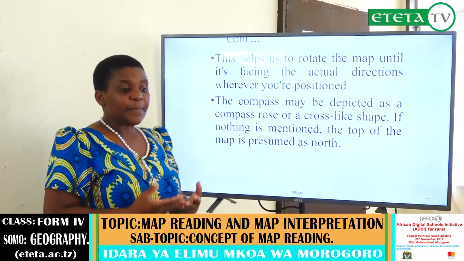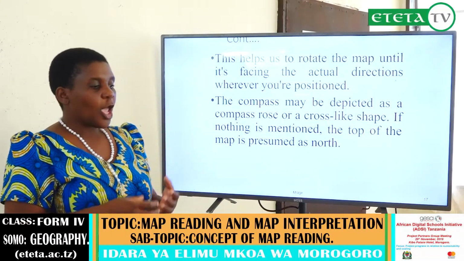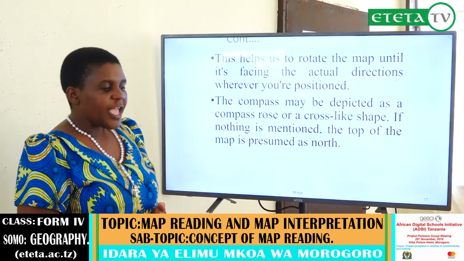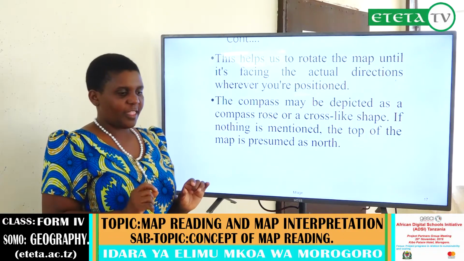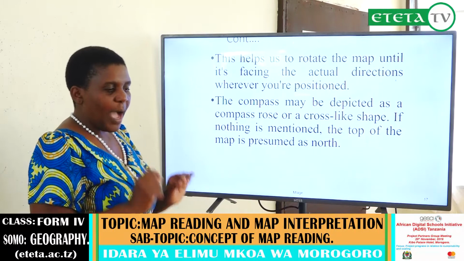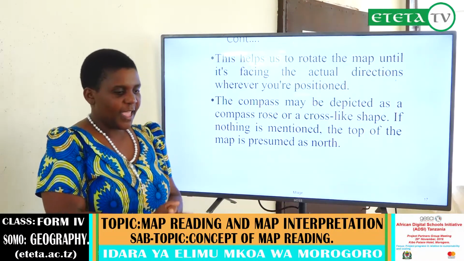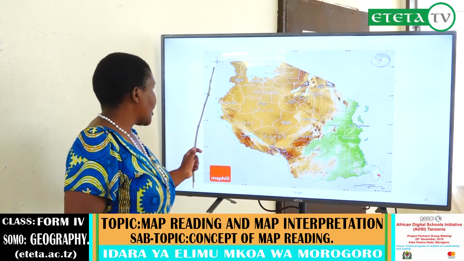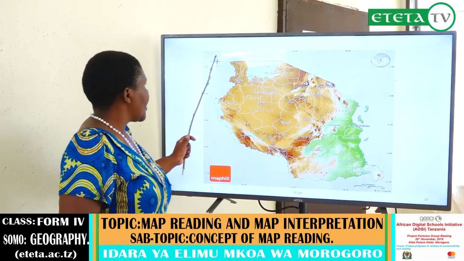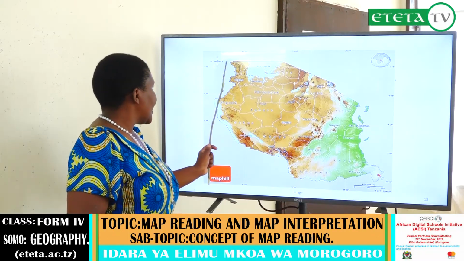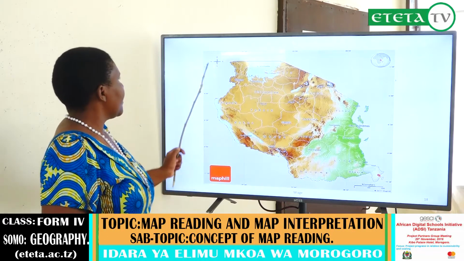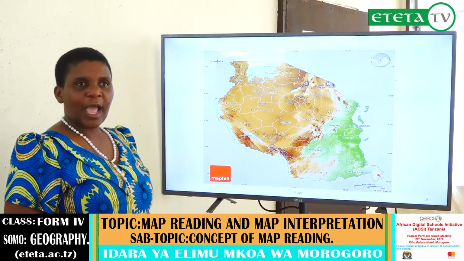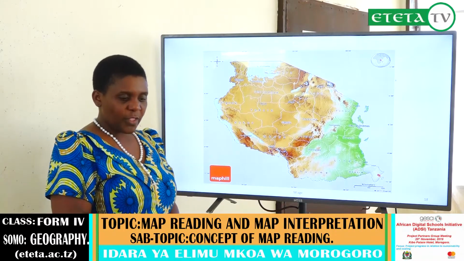The compass may be depicted as a compass rose or a cross-like shape. If nothing is mentioned on that compass, the top of the map is presumed to be the north. Now this is an example of a compass direction. As I said, at the top this is the north, at the right hand side this is the east, at the left hand side this is the west, and at the base, it is shown as the south position.